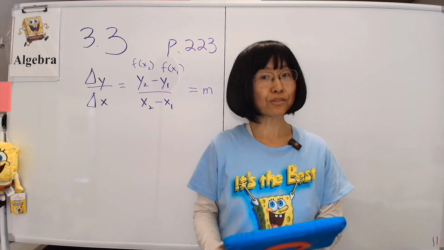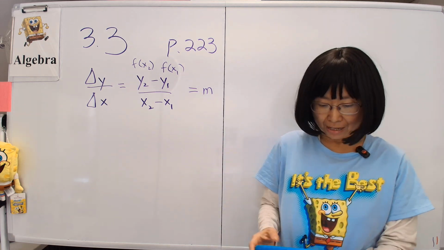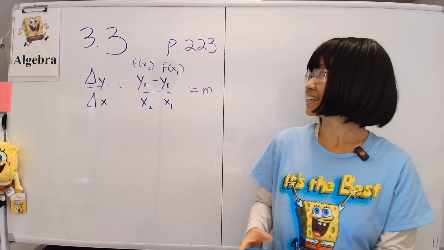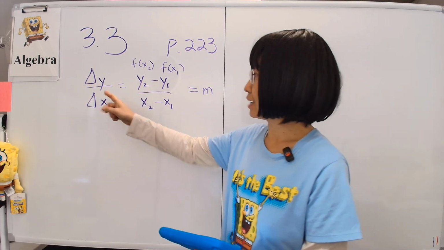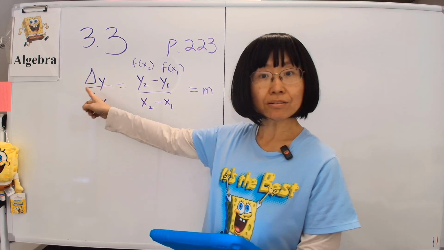Today we are going to do section 3.3, rate of change. Okay, now what is the rate of change? First, let's look at the symbols. This triangle is called delta.